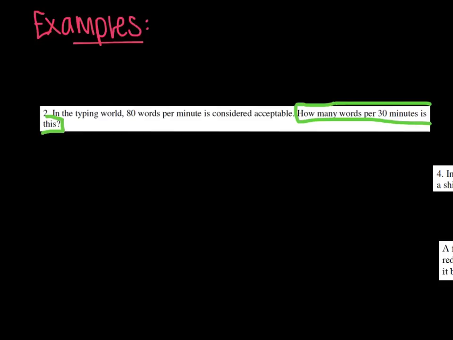In the typing world, 80 words per minute is considered acceptable. How many words per 30 minutes is this? And now I'm going to underline keywords and their labels. So 80 words per minute, and then 30 minutes as our keywords. And I know that words per minute, per means that it's a unit rate, and unit rate is always 1. So per 1 minute is what we're talking about.